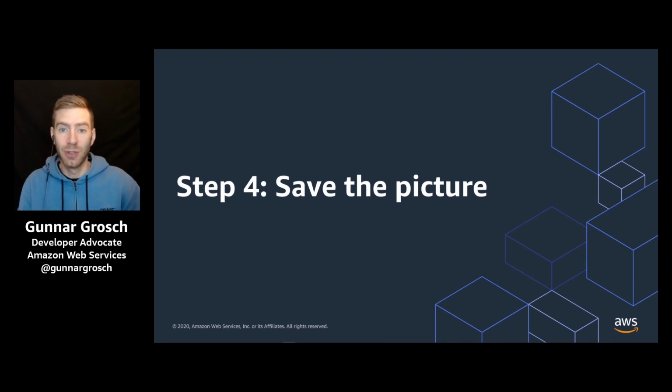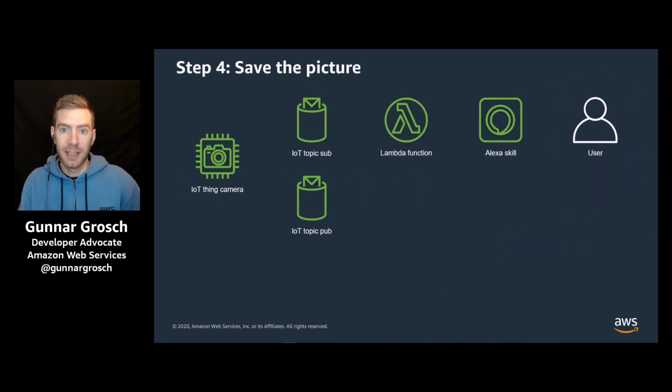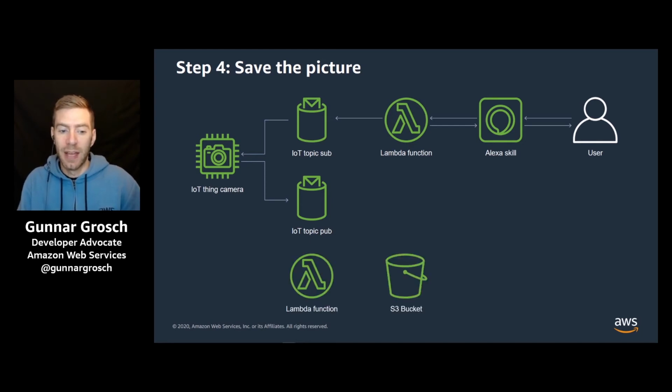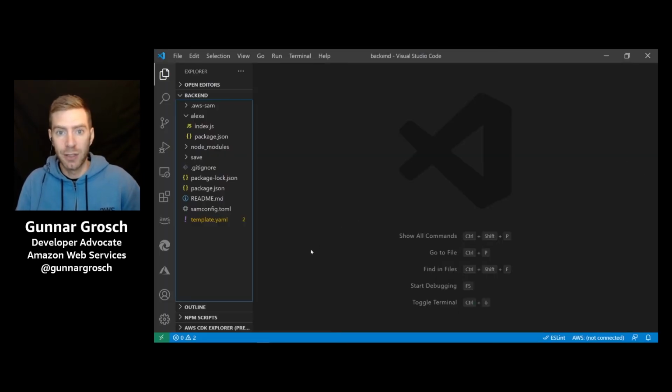So the next step then is to use that image data and save it somewhere. And this is the architecture for that. We have the IoT thing, take a picture, publish that to the IoT topic. Now we're adding a new Lambda function which will then be triggered by a message to that topic when image data is published. It will trigger and store that image in an S3 bucket. So fairly easy. Let's switch over to VS Code. Nothing to do in the Alexa console with this functionality.